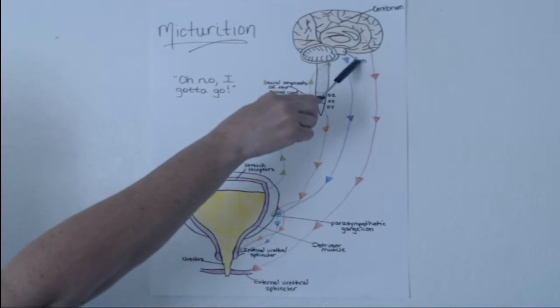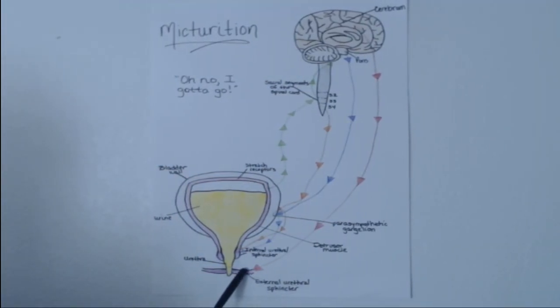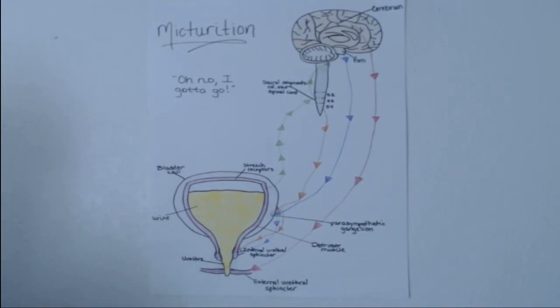But if you're stuck holding it because you are not near a restroom, signals from the cerebrum descend all the way down to the external urethral sphincter, telling it to contract and close, preventing urine from escaping the urethra.